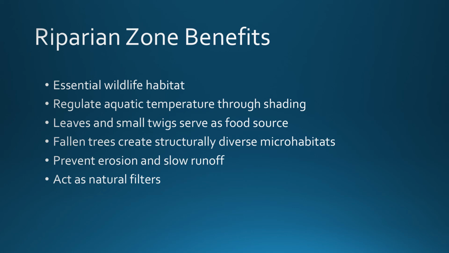Fallen trees can create really cool structurally diverse microhabitats within stream systems. And like I said, they prevent erosion, they slow runoff, and they act as natural filters. So when we're talking about mitigation techniques, especially for agricultural places, so you have a field that has cows or crop production, you've got a stream running down the middle. One of the most common recommendations to protect that stream is a riparian buffer because it keeps animals and stuff out of the stream, especially if you use fencing with it, and it absorbs all those nutrients and really just keeps that stream safe. It's kind of like a nice cozy sweater around your stream.